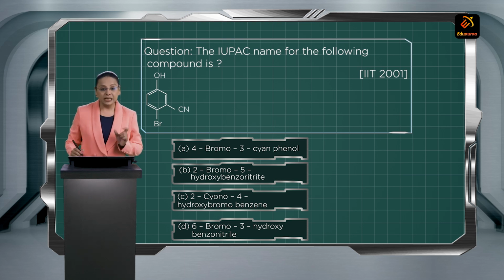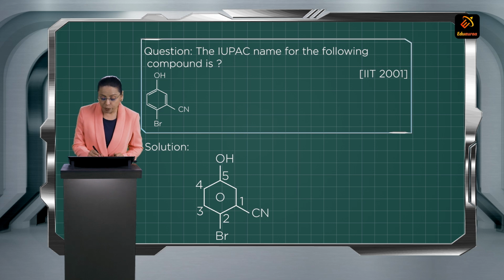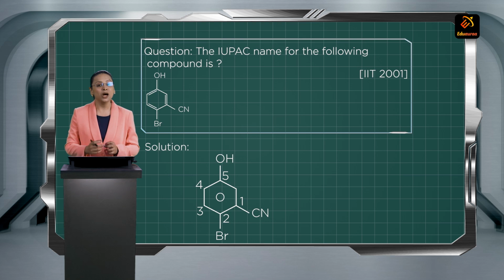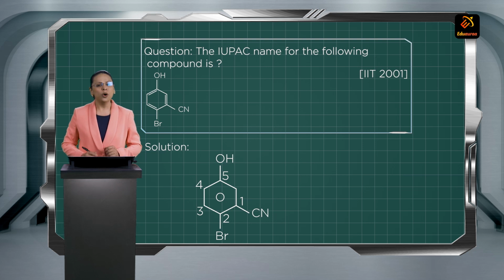Now students, here the cyano has the highest priority. That means the parent name is going to be benzonitrile. Why did I say benzonitrile? Because of the benzene ring and the CN, this compound will be called benzonitrile. Now, what about the other groups which are attached with it? They will be treated simply as substituents and we will be taking their prefix, not the suffix. So we can say at the second position, I am getting bromo.